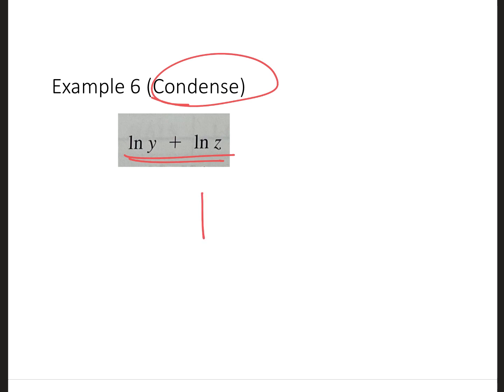All you have to do is ask yourself, what is holding these two things together? They're being held together with addition. When I go to condense, those two things are going to get held together with multiplication. I just erased the wrong thing. Sorry about that. Because of this addition, these two arguments are going to get held together with multiplication.